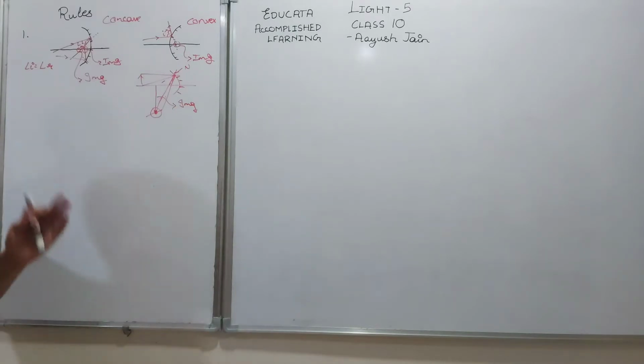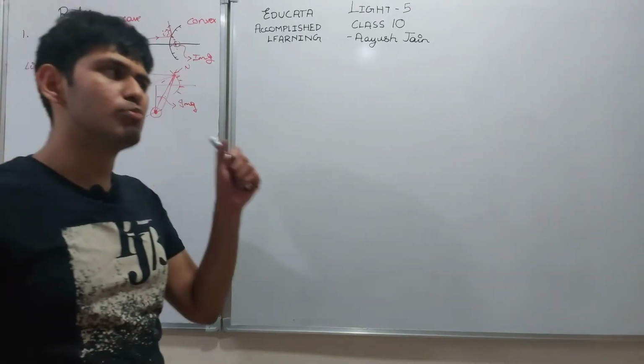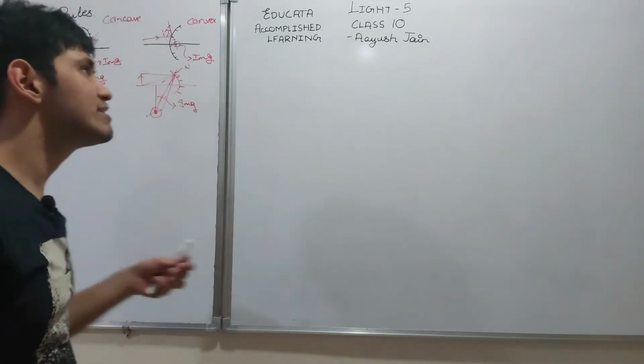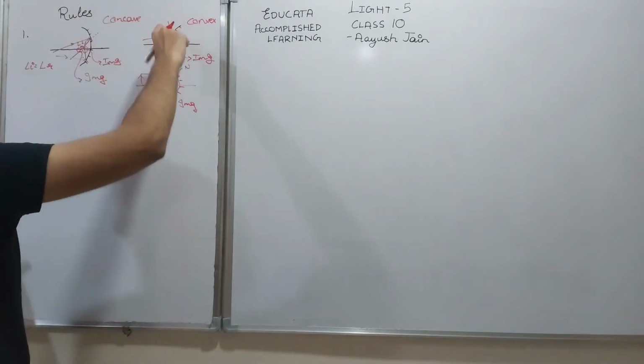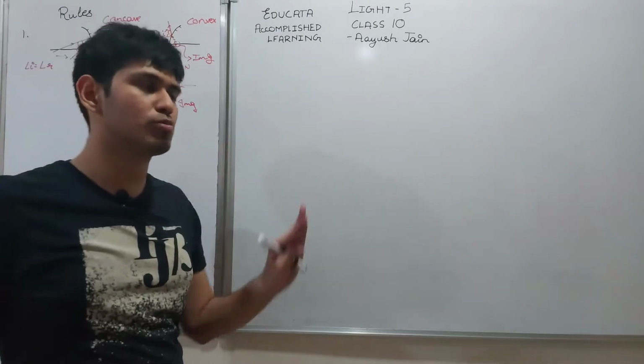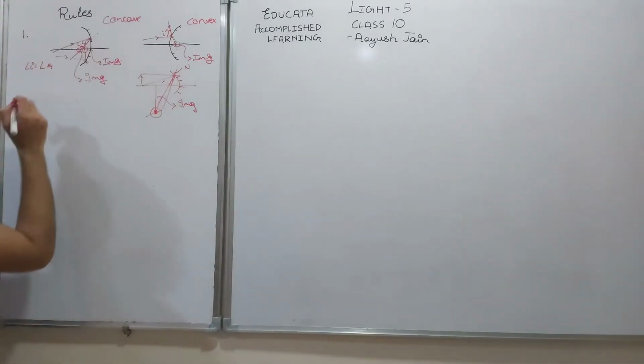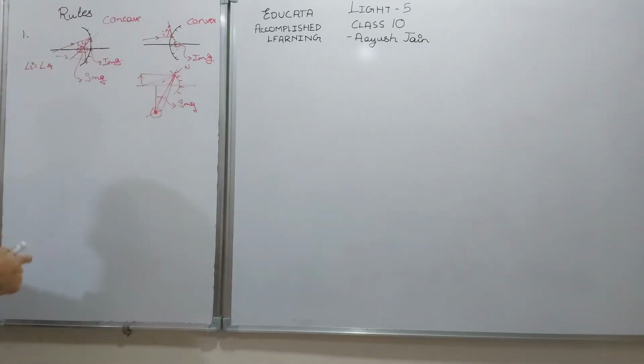Okay, so if the object is of very small or minute size or of negligible size, then we are always going to get the image on the principal axis. Okay, keep this point in mind. Now the second rule. The first rule is basically angle I is equal to angle R.